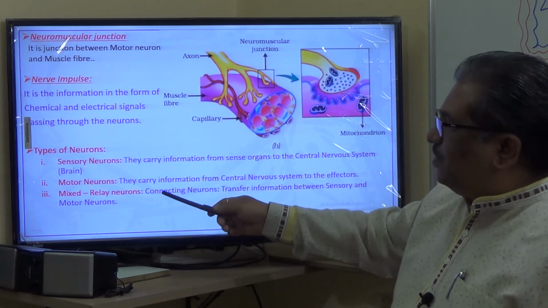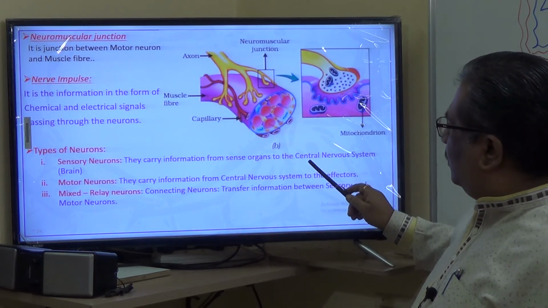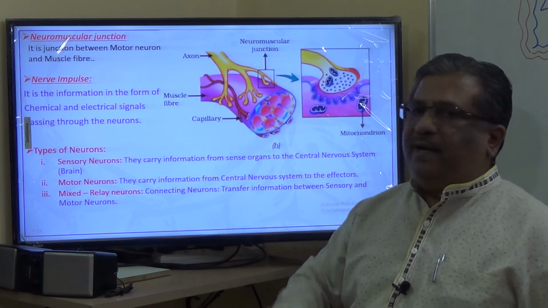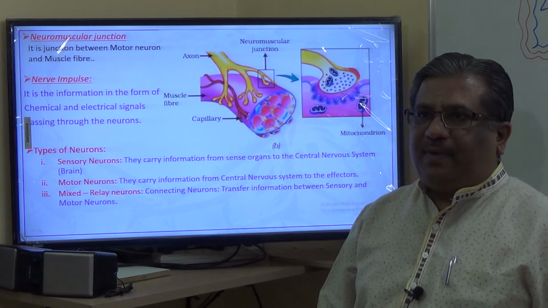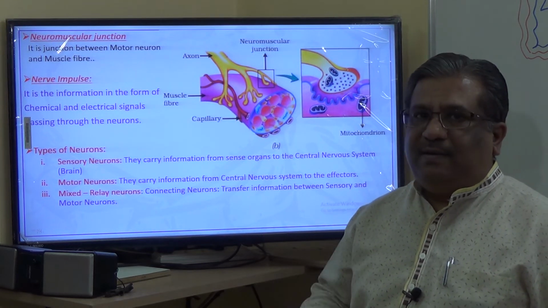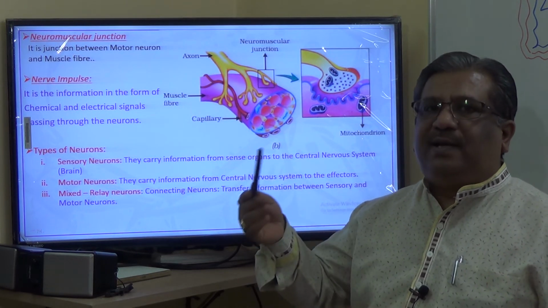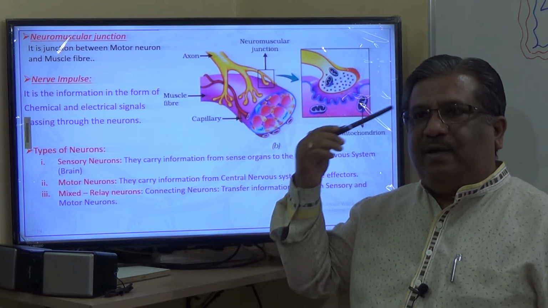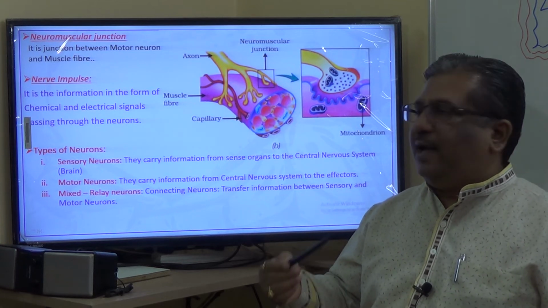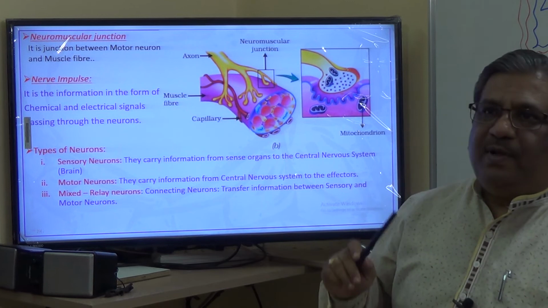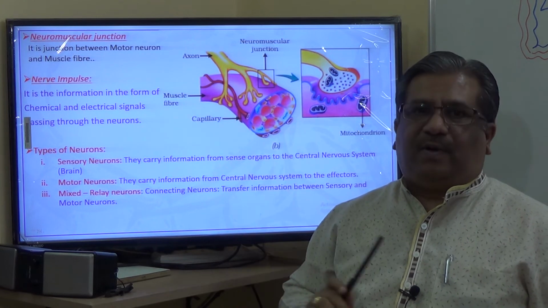What are these sensory neurons? Sensory neurons carry information from sense organs to the central nervous system, that is the brain. Which example can you give here? For example, seeing. Whenever we see an object, the information of seeing that particular object reaches the brain through particular nerves or neurons, and those neurons are termed sensory neurons. The information is carried from the sense organs to the brain by these neurons.